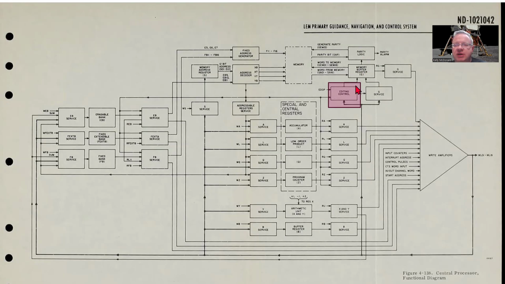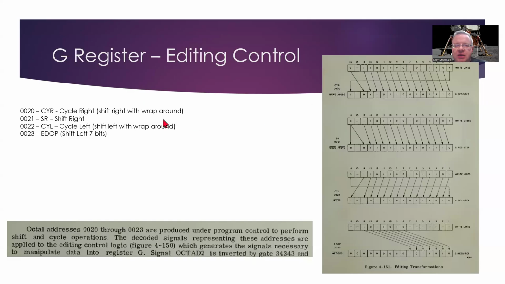And I mentioned that there's this interesting functionality in the G register called editing control. This provides certain left and right shift operations into the G register. So today we're going to talk about that. As we talked about in the last episode, if octal address either 0020 through 0023 are produced under program control, it will perform these shift or cycle operations as information is loaded into the G register.